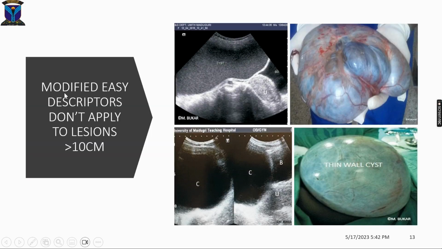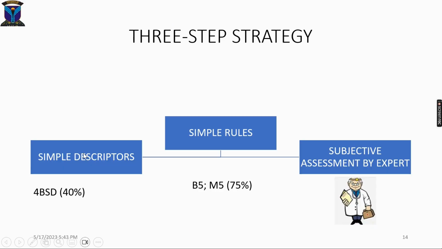Remember that modified simple descriptors do not apply when the lesion is greater than 10 centimeters. Here you can see this lesion greater than 10 centimeters. Of course, it turned out to be mucinous cystadenoma. Here, more than 10 centimeters, it turned out to be serous cystadenoma. But modified simple descriptors do not apply when the lesion is greater than 10 centimeters.